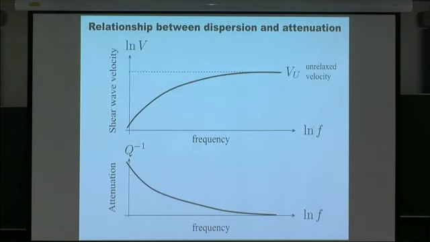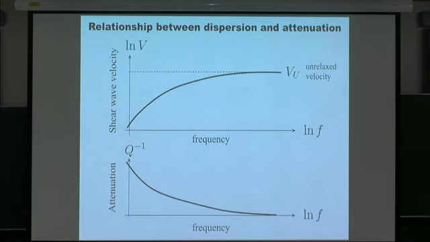Because of rock anelasticity, shear wave velocity of rock decreases with decreasing frequency. Attenuation is also caused by anelasticity. So, velocity dispersion and attenuation are both caused by anelasticity and are mutually related to each other.